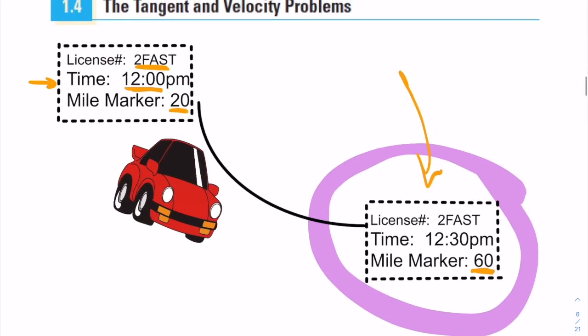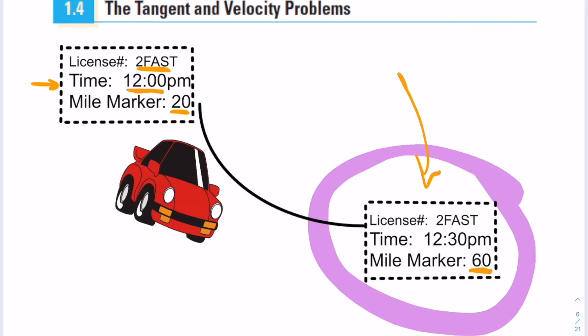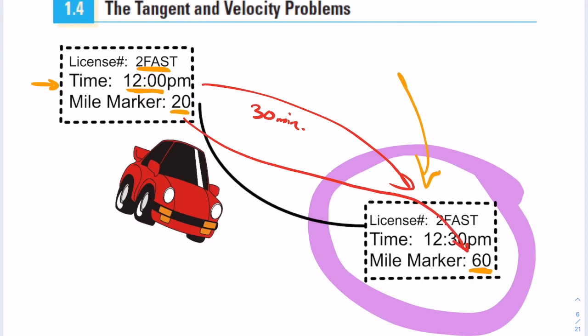Okay? Pause. Think about this scenario right here, this toll booth scenario. Think about how that guy knew that you were speeding. And then press play when you're ready, okay? So the reason why that toll booth operator knew that you were speeding is because over the duration of from 12 to 12:30, it's been 30 minutes. Okay? And from mile marker 20 to mile marker 60, you've traveled 40 miles. Okay. So how fast were you going?